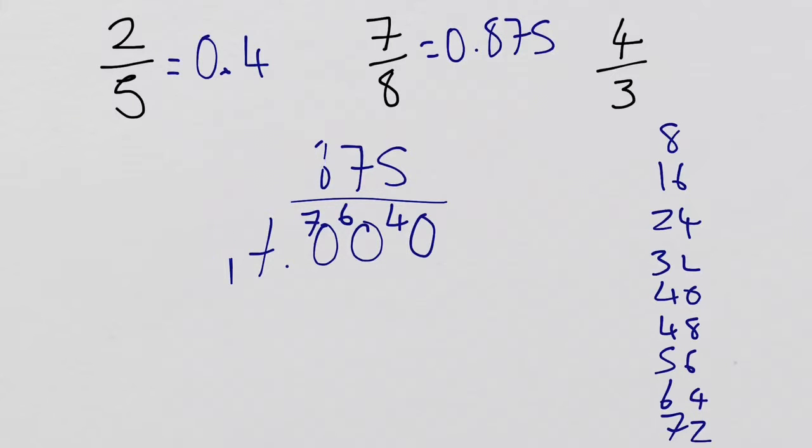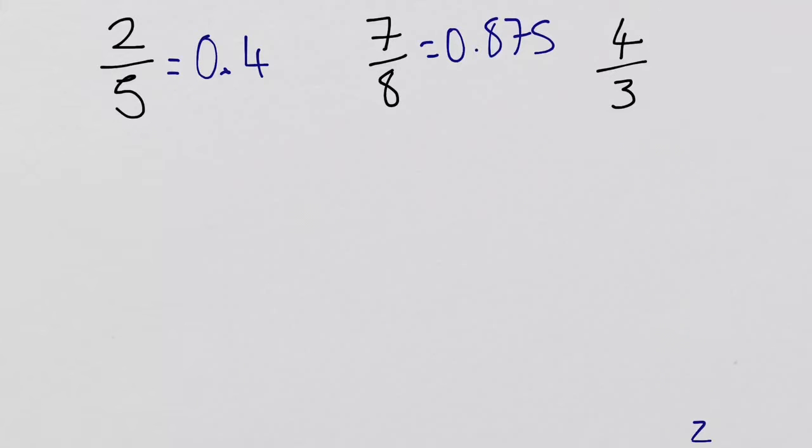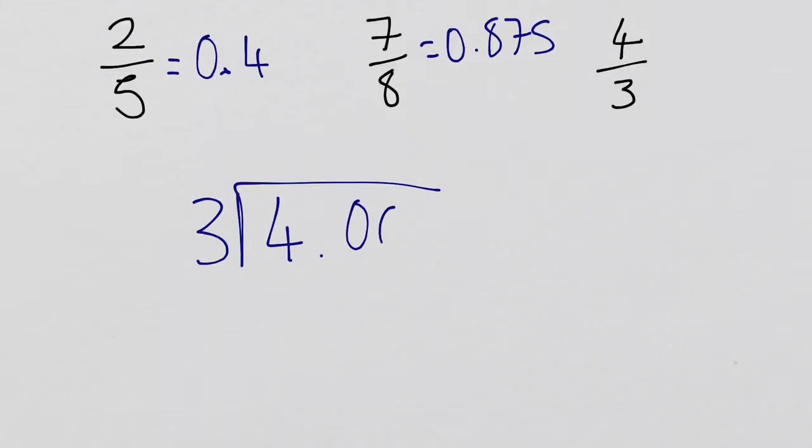And the last one, 3 times table. So again, you can write that out if you want, or if you know it, you can just keep it in your head. So bus stop, bottom number on the outside, top number on the inside, and a few zeros. How many 3s in 4? It's 1, with 1 left over.